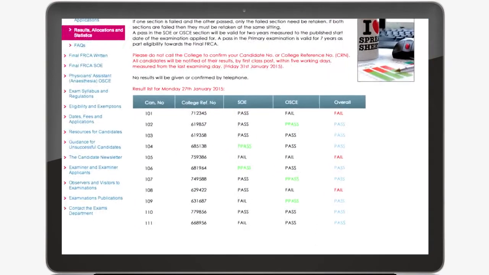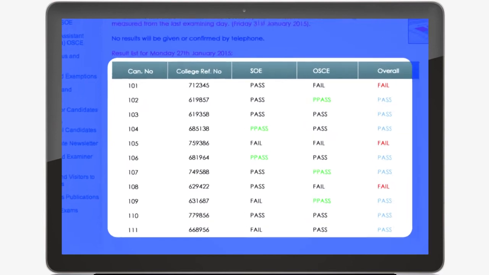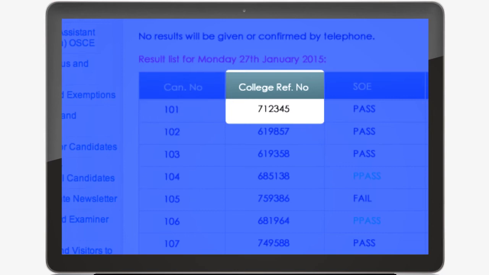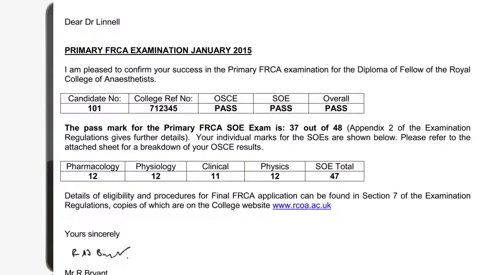The results posted on the website are in the form of a pass or fail list. No other information is given at this stage. Candidates are identified by the use of their candidate number and college reference number. This is the six-figure number that is assigned to you when you join the college. Therefore, make sure you have these numbers to hand when you check for your result. Remember, both numbers are quoted on your admission notice. Confirmation of the result will be sent to you by post.